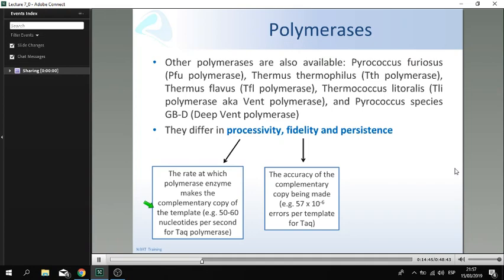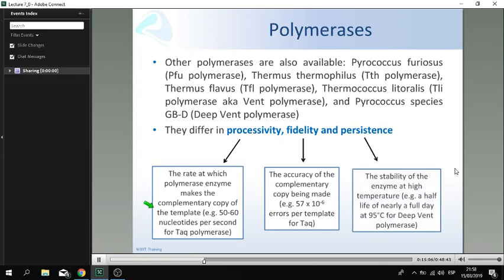Fidelity is how many times our polymerase will make a mistake. They all make mistakes, not often, but they still do. That happens in our body as well, so we get mutations. For example, Taq polymerase makes an error every 57 millionth time in our template. And then persistence is how stable they are at high temperature, and probably deep vent polymerase would be the most stable one, which means you can put it at 95 degrees and it has a half-life of nearly a full day, so it's extremely stable.